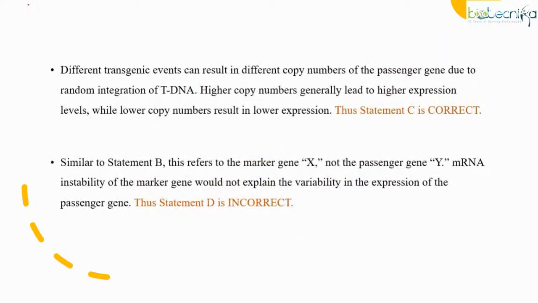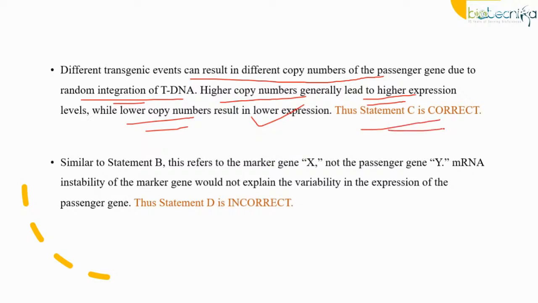Next, different transgenic events can result in different copy numbers of passenger genes due to random integration of tDNA, which I have already informed you. Your tDNA is not finding complementarity and then going and attaching to the plant nuclear genome. Rather, it is looking for random integration. Wherever is feasible, it will go and bind. So higher copy number obviously will lead to higher gene expression, and if there is a low copy number, it will ultimately result in lower expression. So we can consider statement C also correct.